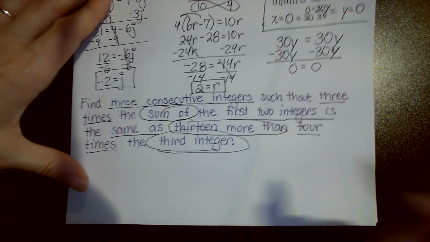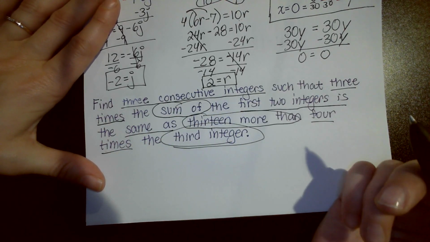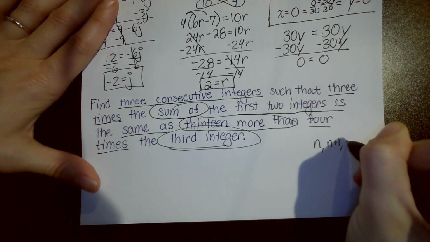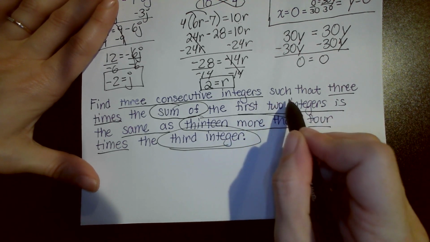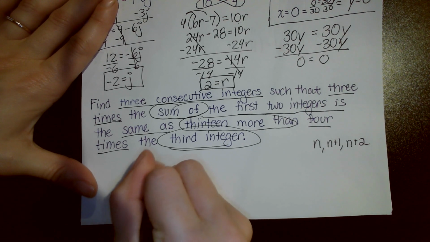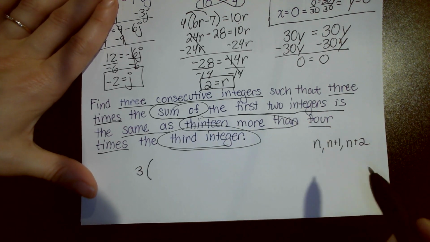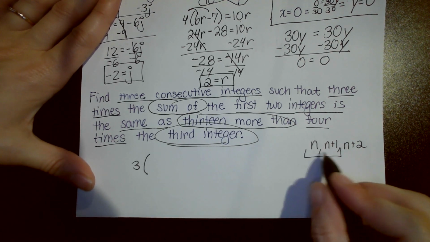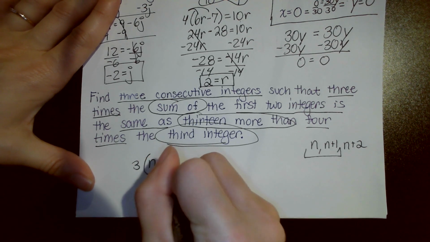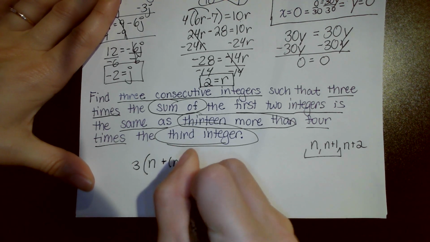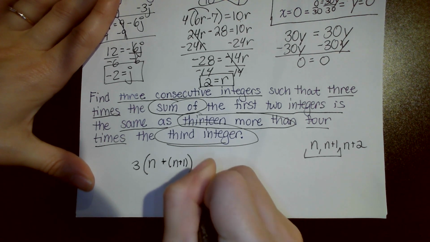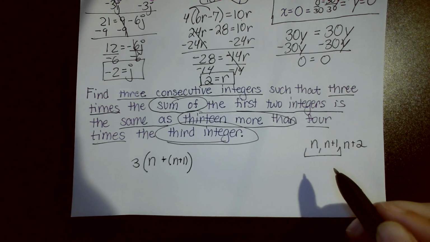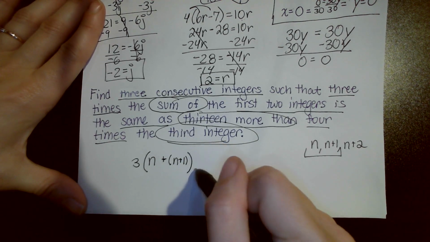If you've already tried it, we want to find 3 consecutive integers. So we know that's going to be n, n plus 1, and n plus 2. And we want 3 times the sum of the first 2 integers, all right? So that's these 2. Those are my first 2. Now, I am going to put n plus 1. Really, these should be brackets, but I kind of had started writing it before I got to that step. So it's 2 parentheses, but we would want these to be brackets.